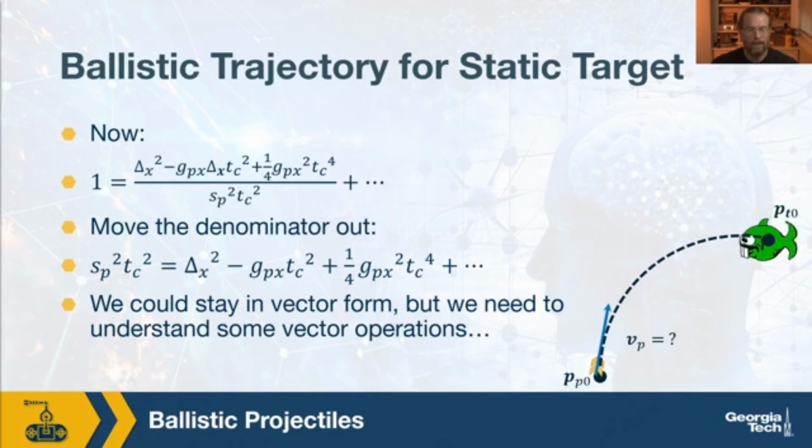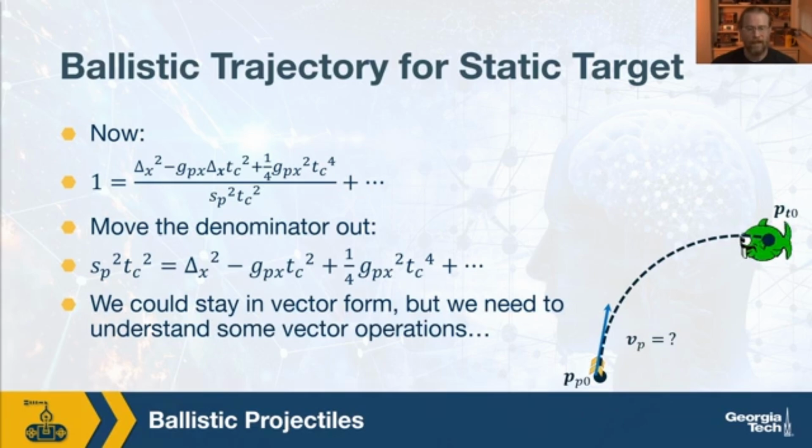All right, so we're now at the point where we've got 1 equals the fully expanded terms, and we've got that denominator, the speed squared times time squared. So we can move the denominator out because we have a common denominator for the three terms. So we pull that out and then multiply both sides. So now, rather than 1 on the other side of the equal, we've got that denominator, no longer a denominator, but the speed squared times time of collision squared, and that's equal to all those terms.